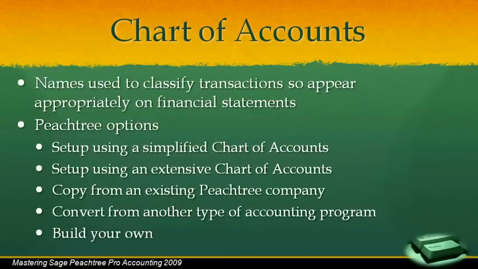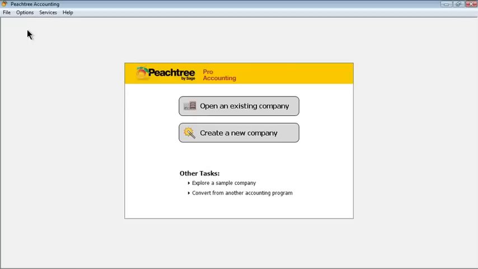You also can copy your accounts from an existing Peachtree company if you're moving over from a different company or you have something that you want to copy. And you also can convert from another type of accounting program, such as QuickBooks or even Microsoft Accounting. And lastly, you can build your own. Now, I don't really recommend building your own. I think any one of these other options is going to be better. Even if you know that you're going to have to do a lot of modifications, it's usually easier to let a computer create the list of accounts, and then you can go in and modify, delete, or create new ones as necessary.